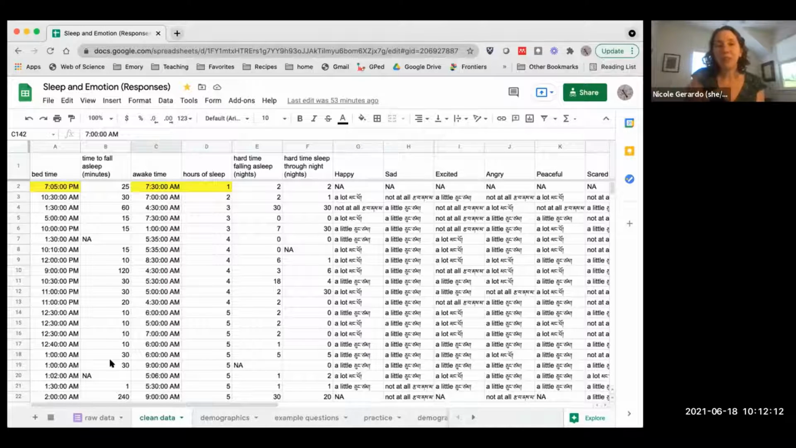Now there's some data within a survey that you may not be able to just sort of fix in that way because the answer may not make sense and you just have to leave it as it is.